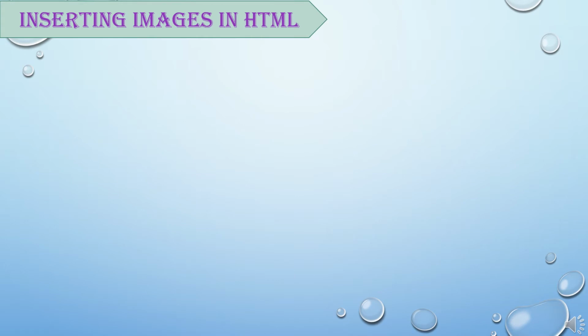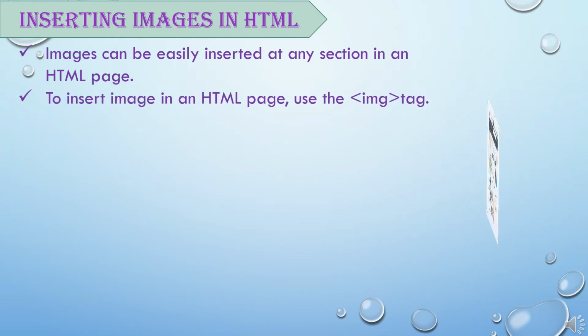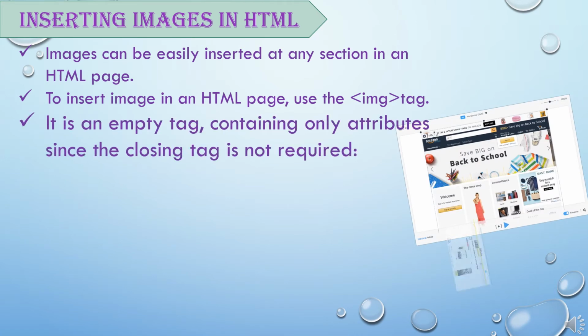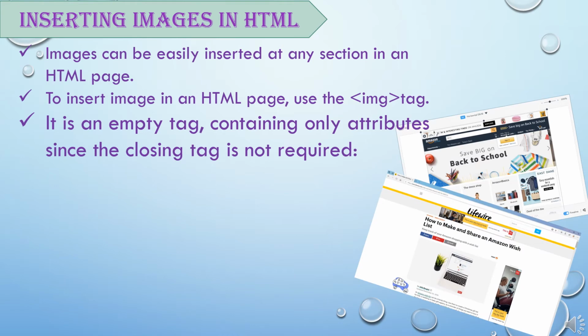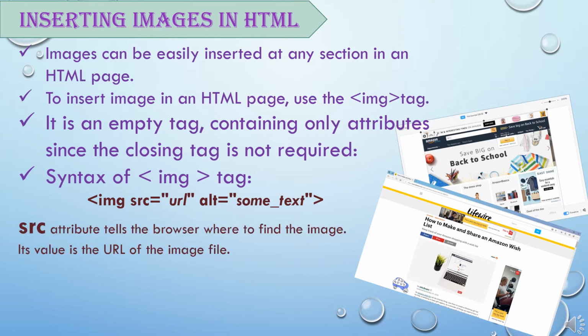Inserting images in HTML. Images can be easily inserted at any section in an HTML page. To insert an image in an HTML page, use the img tag. It is an empty tag, containing only attributes, since the closing tag is not required. The syntax of the img tag is: img src equals URL alt equals some text.